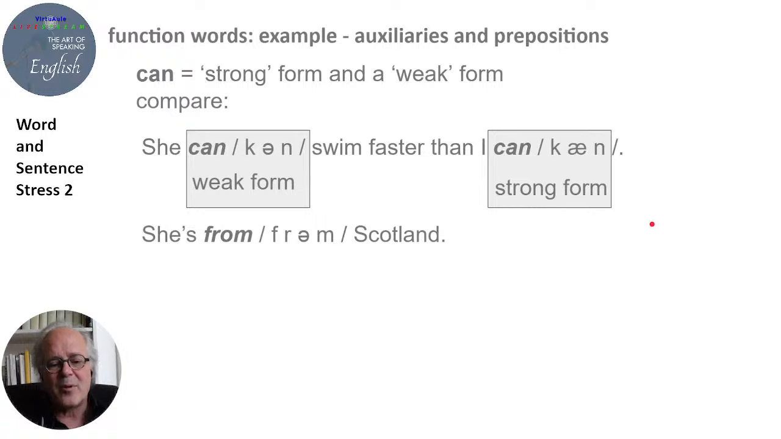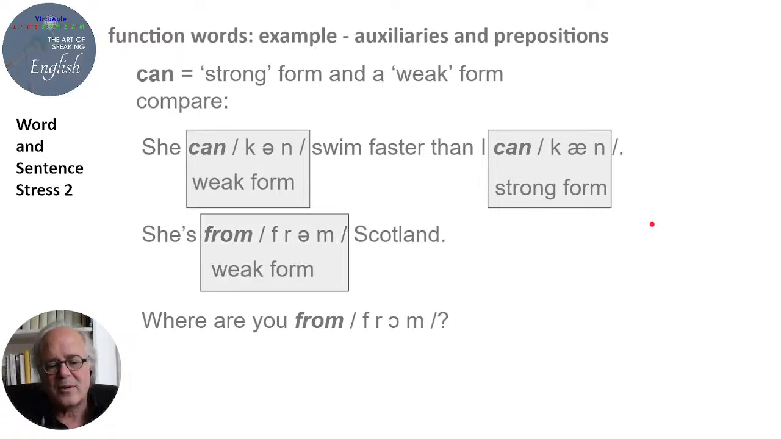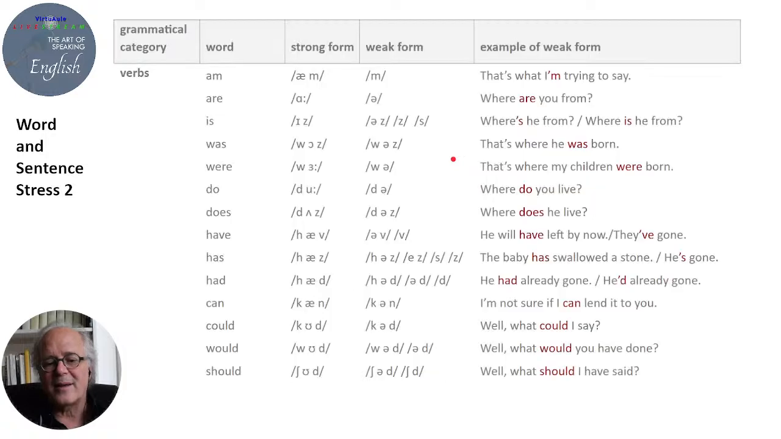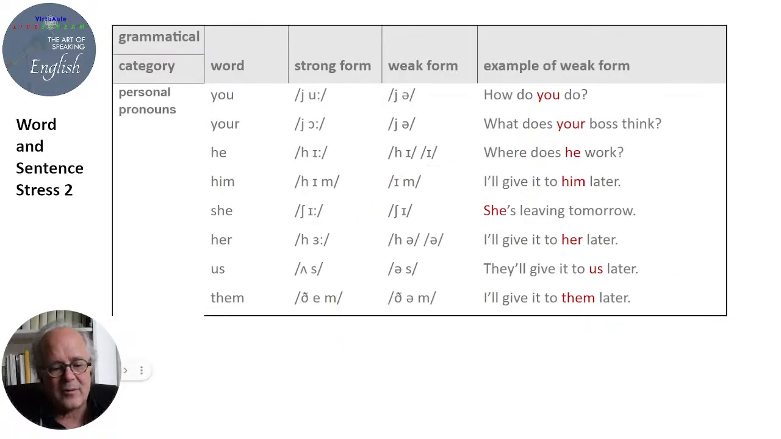Let's look at another example. She's from Scotland. Where are you from? I have two different forms, weak form and the strong form. So she's from Scotland. Very, very short. We have the short sound. And where are you from? A little more pronounced. Okay, so those are some examples of how the forms can be weak and full or strong. Let's look at some other examples. Whoops, sorry, I skipped ahead.